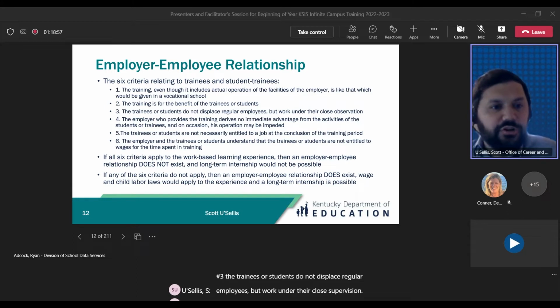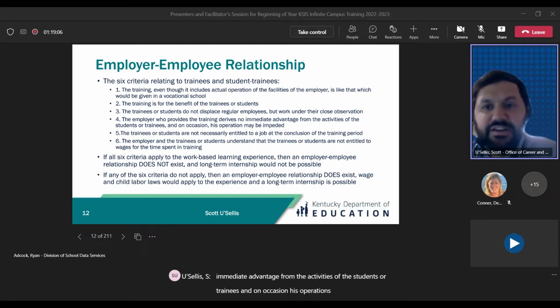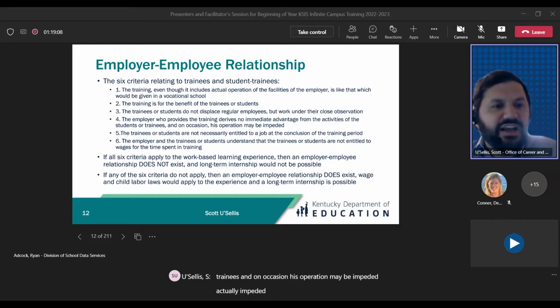Number four, the employer who provides the training derives no immediate advantage from the activities of the students or trainees, and on occasion, his operation may actually be impeded. Number five, the trainees or students are not necessarily entitled to a job at the conclusion of the training period, so they're not guaranteed employment.